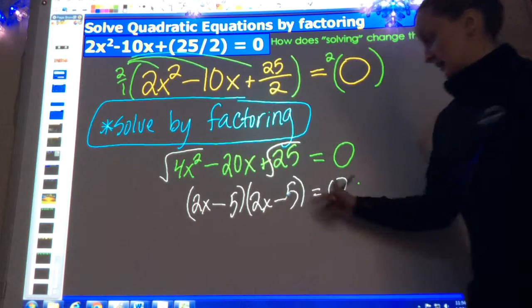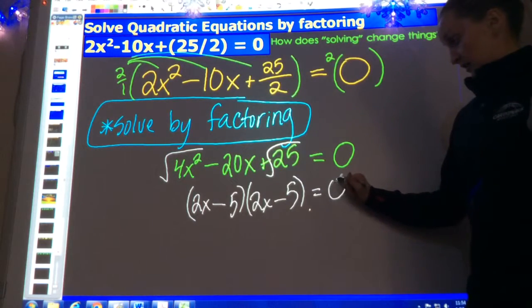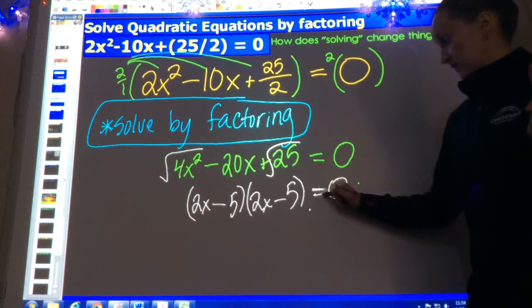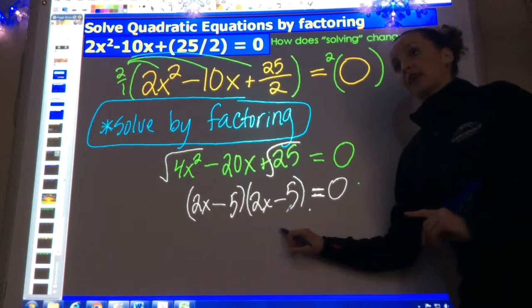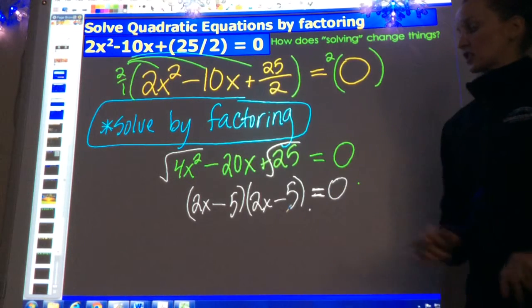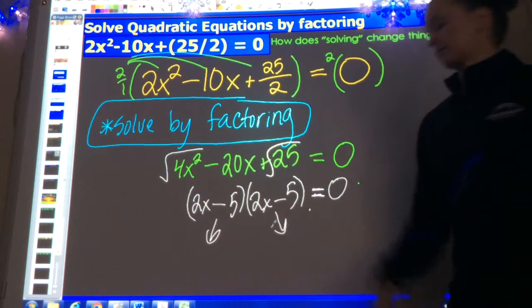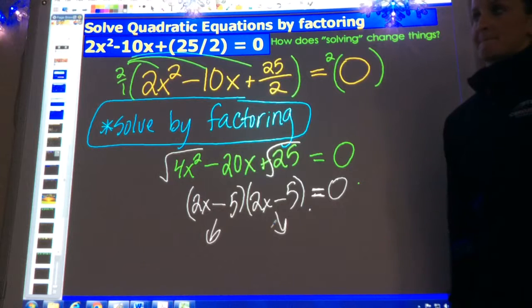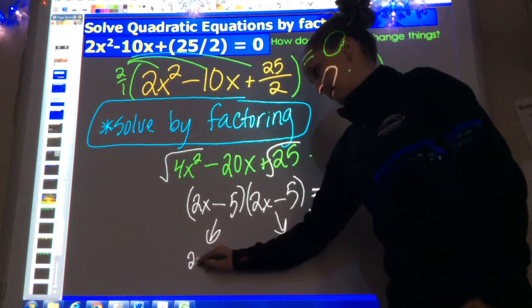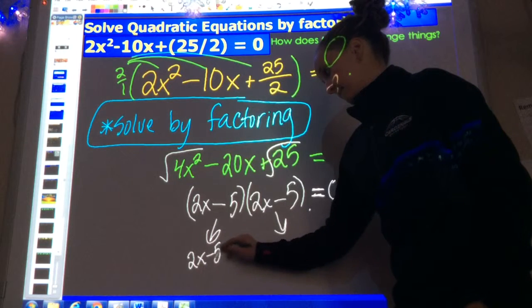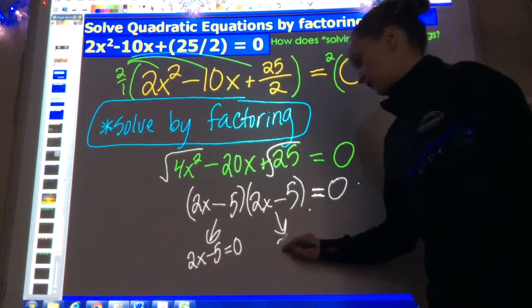So that's good. This is our factoring. But right now it said solve. Do you guys remember what we had to do to solve? No, set each factor to 0.